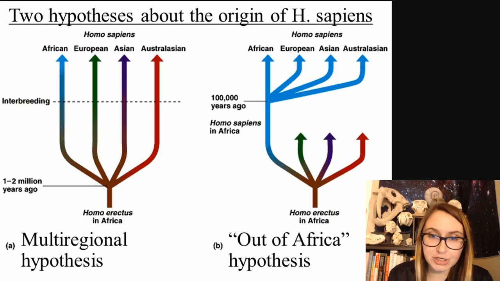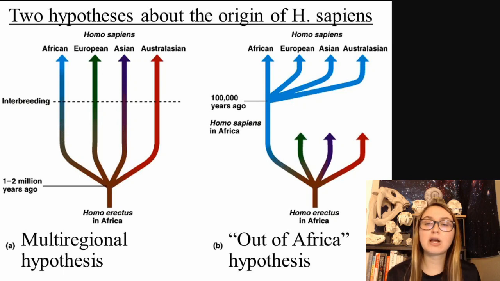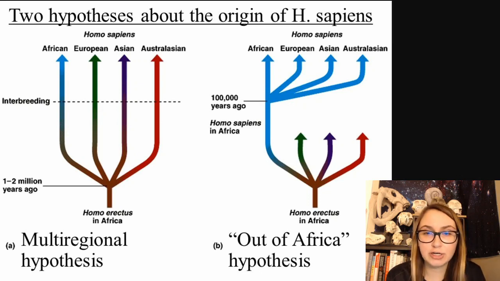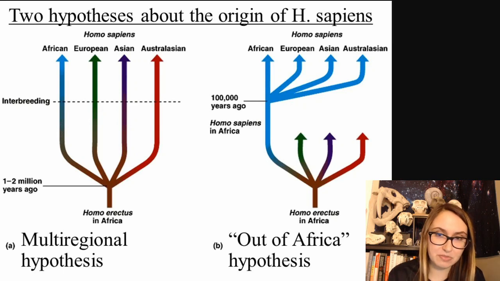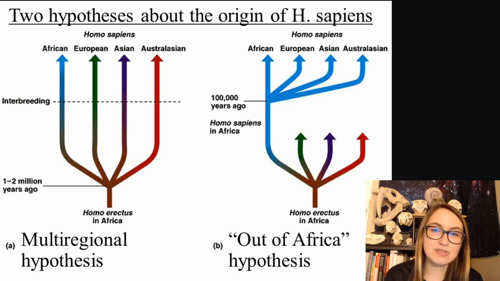The old version of the multi-regional hypothesis and the out of Africa hypothesis were kind of pitted against one another back in the mid to late 1980s. In 1983, Wolpoff proposed the multi-regional hypothesis, and Chris Stringer is a fan of the out of Africa hypothesis. These two would go toe-to-toe for quite some time. But once we got the genetics, the multi-regional hypothesis, as it appears here, was booted pretty hard.